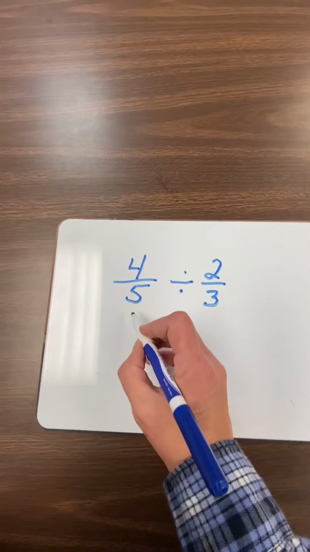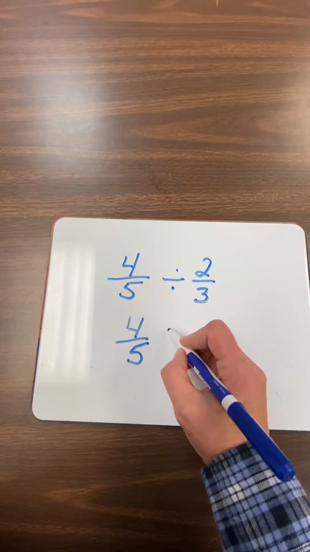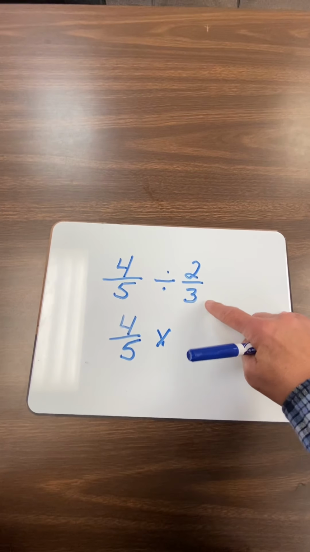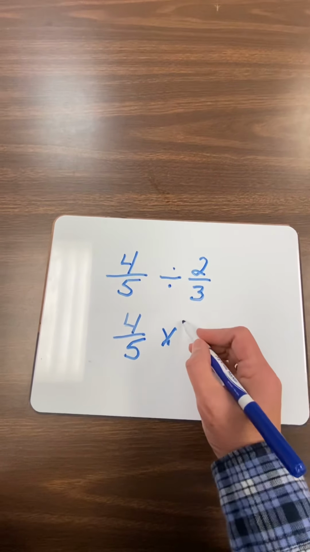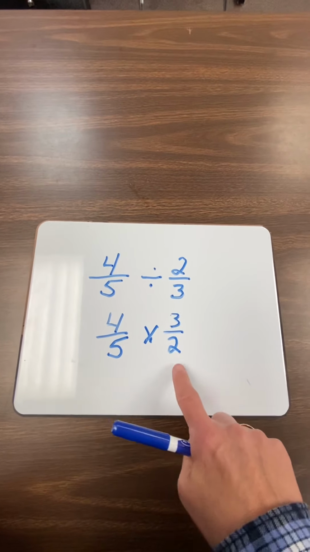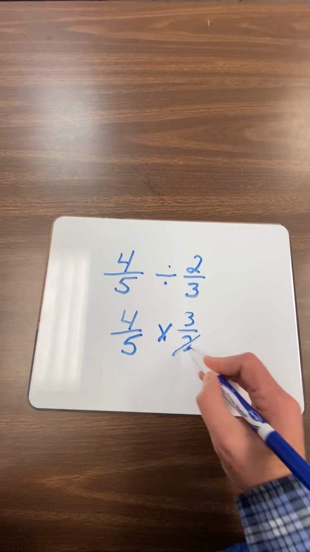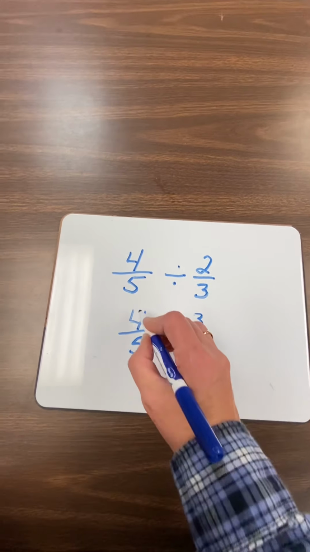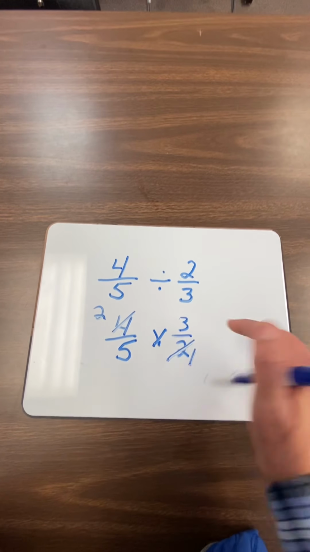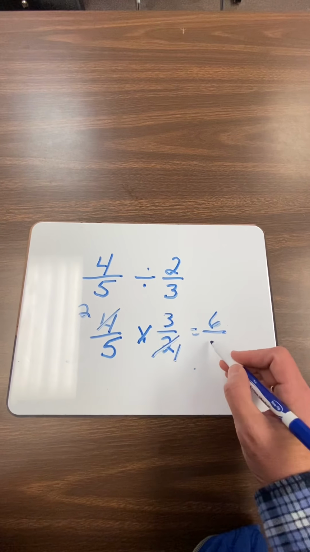Okay, so let's look at it. 4/5. Divide is going to go to multiply. Remember, the reciprocal of 2/3 is 3/2. Okay, now we have the 2 and the 4. They can cancel. 2 goes into 2 one time. 2 goes into 4 2 times. So 2 times 3 is 6. 5 times 1 is 5.